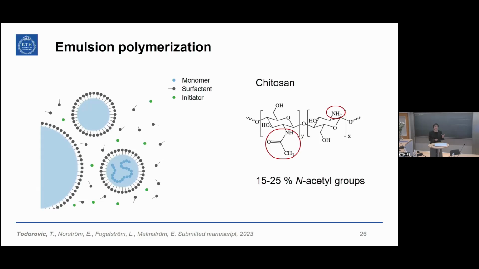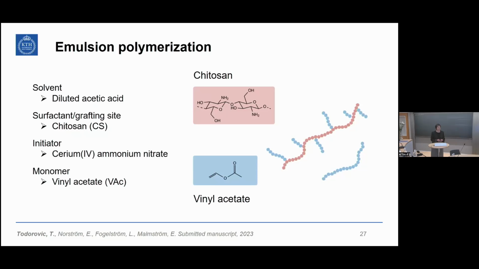So Chitosan has amine and N-acetyl groups in a chain. When it is in acidic medium, amine groups are protonated, that gives solubility to the Chitosan. But N-acetyl groups are reducing solubility. And in the Chitosan that we use, there are 15 to 25% of N-acetyl groups, and that is why we could use this polymer as a surfactant in the emulsion polymerization. Also, we used it with dilute acetic acid so we can dissolve Chitosan.